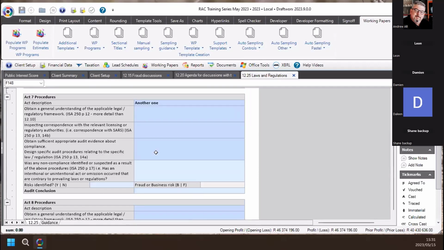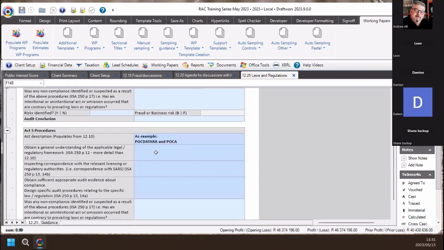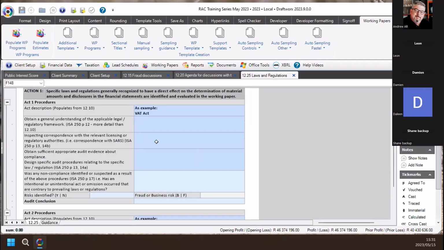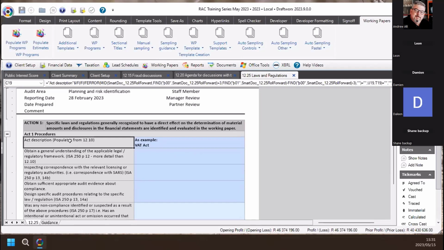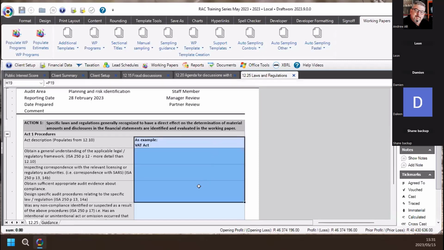So again, professional judgment always does apply. You need to decide how much information, but again, more complex, I'm expecting to see more. Less complex, I'm expecting to see fewer, hopefully, that need to be documented on 12.25. But please remember the link from 1210. That's actually the best place to start documenting what acts are applicable. And then the intention of 1225 is to then assess compliance.